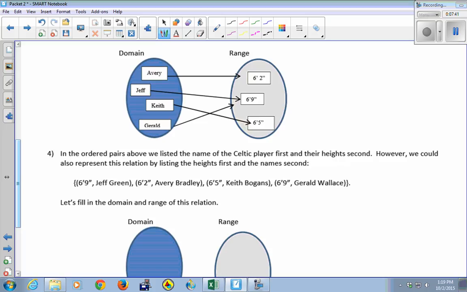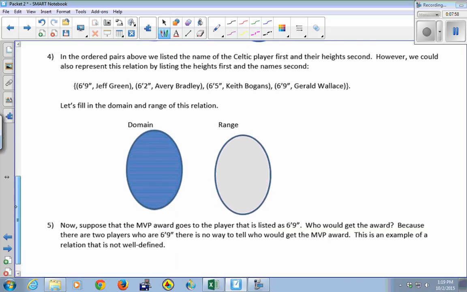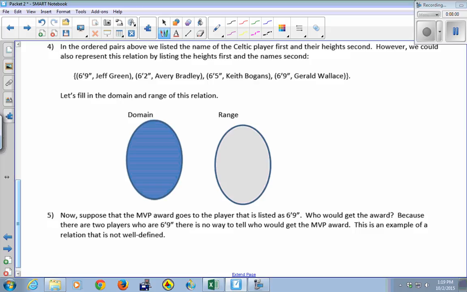Okay, in the ordered pairs above, we listed the name first and their heights second. However, we could easily just represent this relation by switching them and listing their height first, followed by their name. So 6'9", comma Jeff Green, 6'2", comma Avery Bradley, etc. So I'm going to fill in a picture representation here with the names and heights reversed.